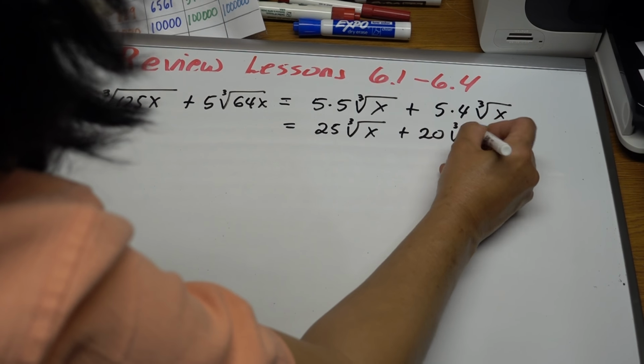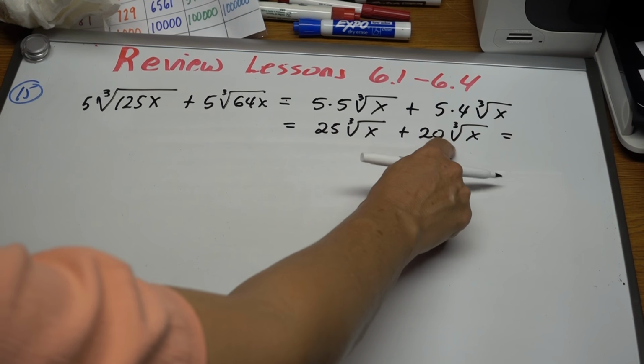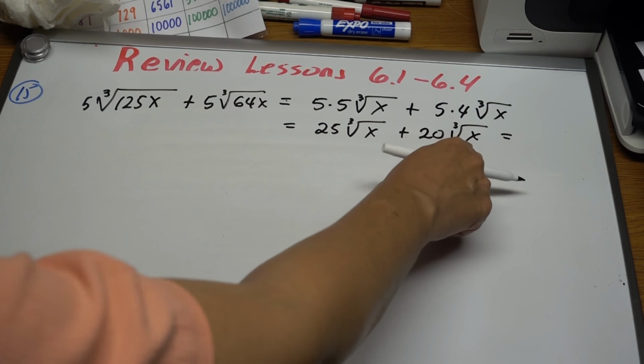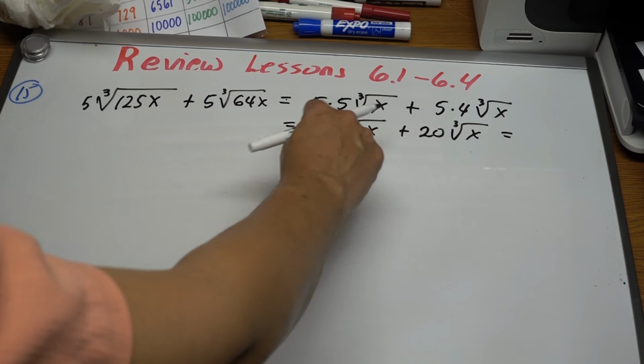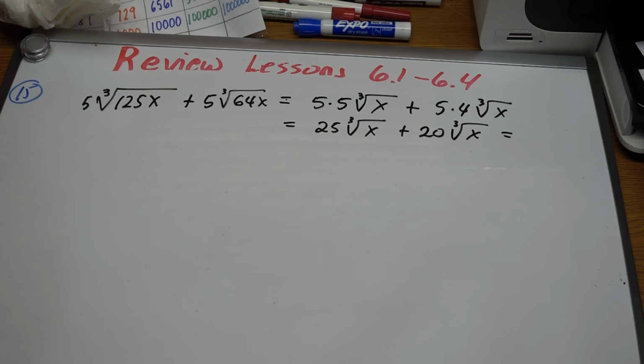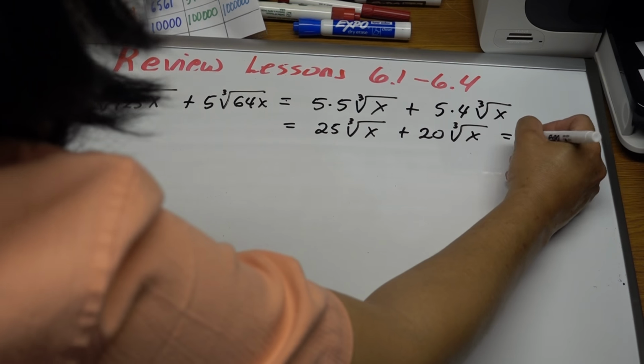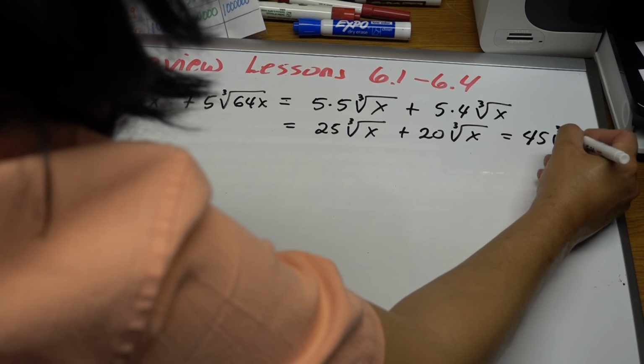Plus 5 times 4 is 20 cube root of x. Like terms: cube root of x, cube root of x. So 20 plus 25 is 45. So the answer is going to be 45 cube root of x.